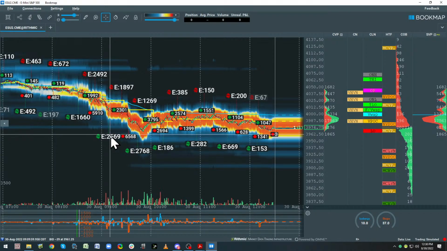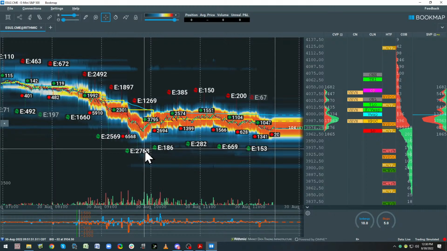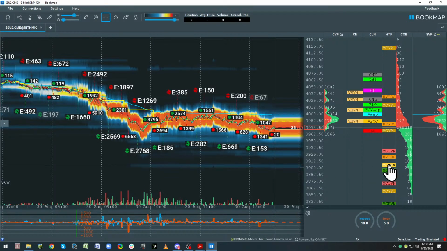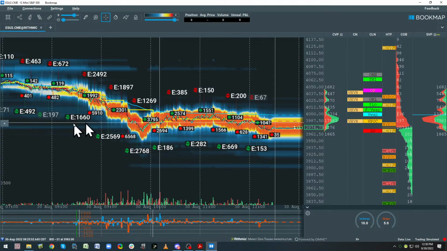Let me ask you, why didn't the market reverse at this 2500, but it came off at this one? Is it because of the icebergs or because of this? What? This. Which one of those is more relevant, do you think? The auction or an iceberg?